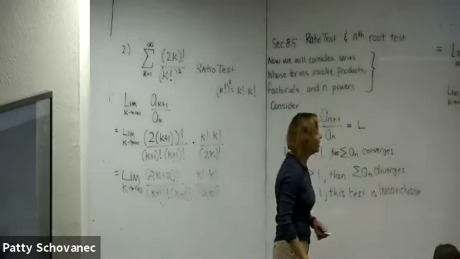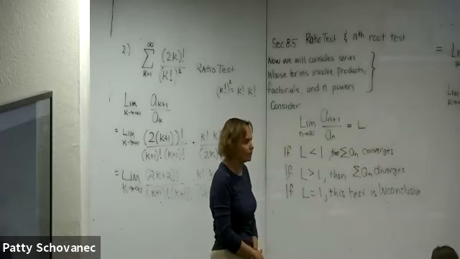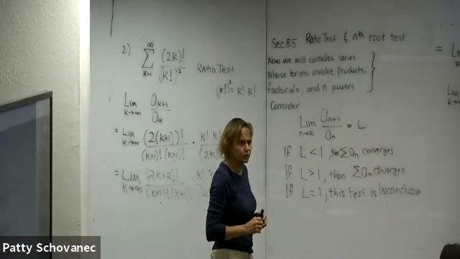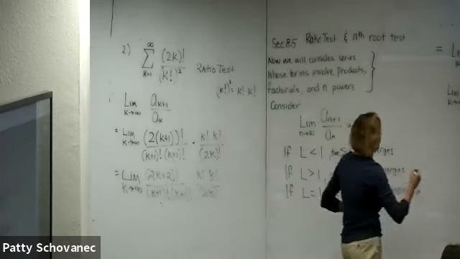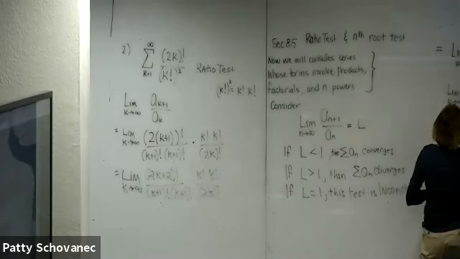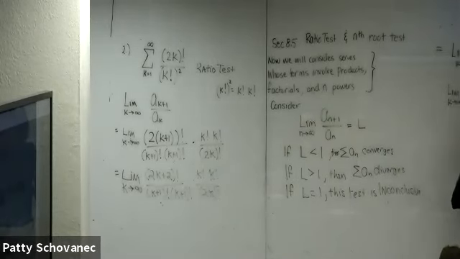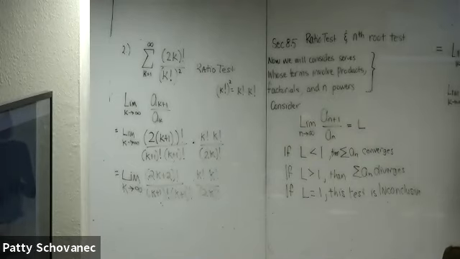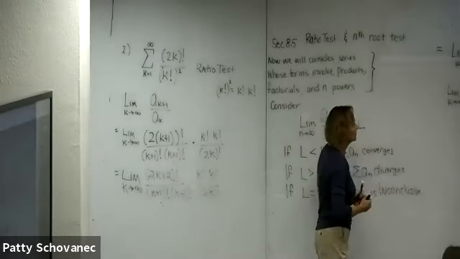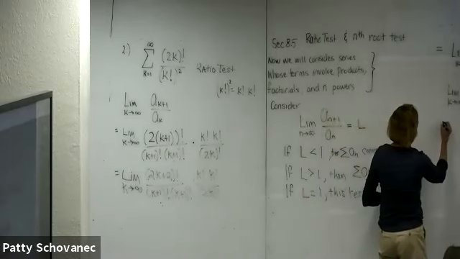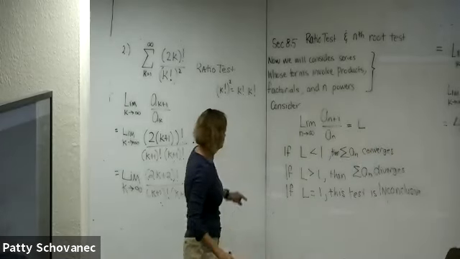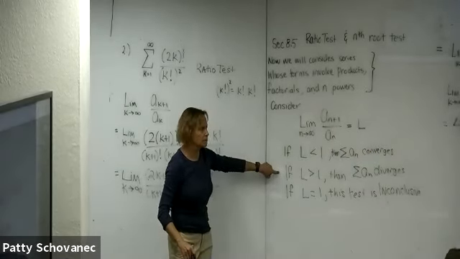So I got a second degree polynomial on top and a second degree polynomial on the bottom. When the degrees are the same, the limit will be the ratio of the coefficients. So here I've got, when I multiply this out, a 4k squared plus lower power terms. And on the bottom, I have a k squared plus lower power terms. So our limit's going to be 4, and then we make a conclusion. If the limit's bigger than 1, the series diverges.